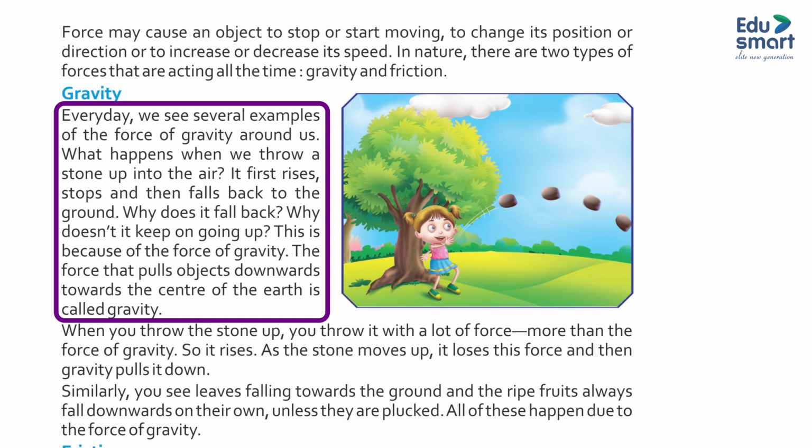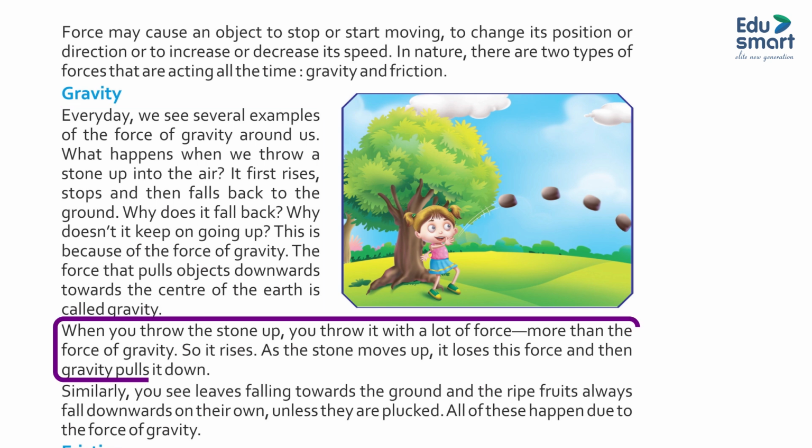Why does it fall back? Why doesn't it keep on going up? This is because of the force of gravity. The force that pulls objects downwards toward the center of the earth is called gravity. When you throw the stone up, you throw it with a lot of force, more than the force of gravity, so it rises. As the stone moves up, it loses the force and then gravity pulls it down.